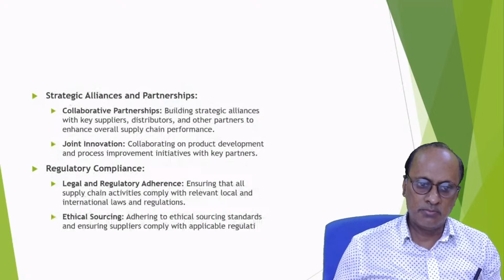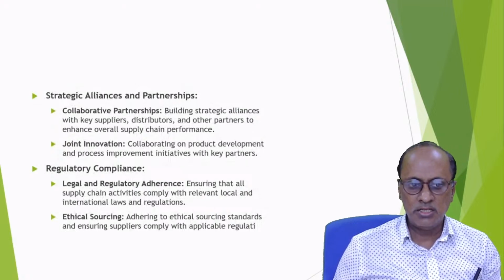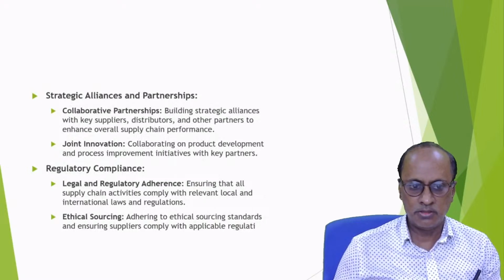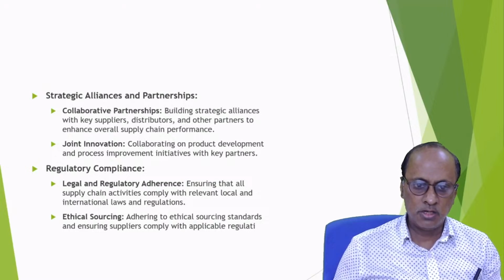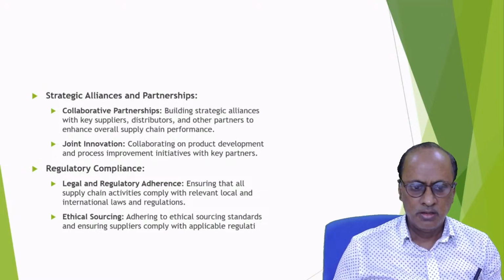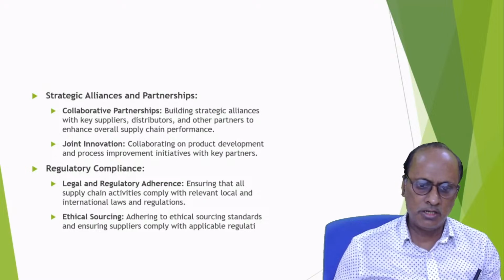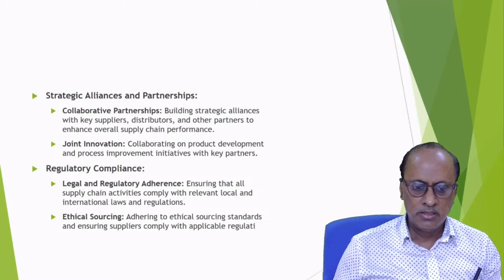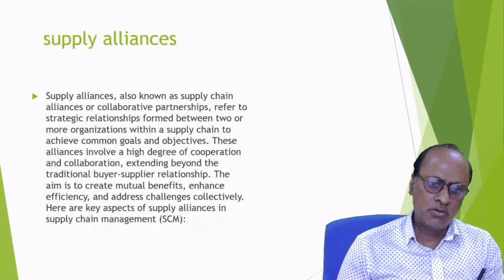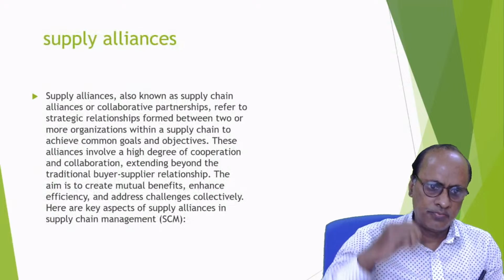Strategic alliances and partnerships, building strategic alliances with key suppliers, distributors, and other partners to enhance overall supply chain performance. And joint innovation, collaborating on product development and process improvement initiatives with key partners. And legal and regulatory adherence, ensuring that all supply chain activities comply with relevant local and international regulations, adhering to ethical sourcing standards and ensuring suppliers comply with the applicable regulations. Another growth area is supply alliances.